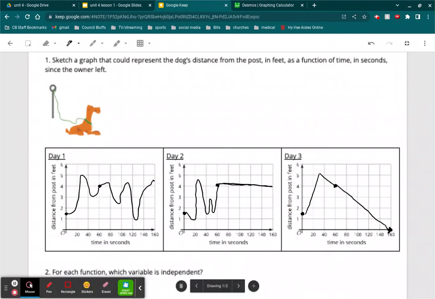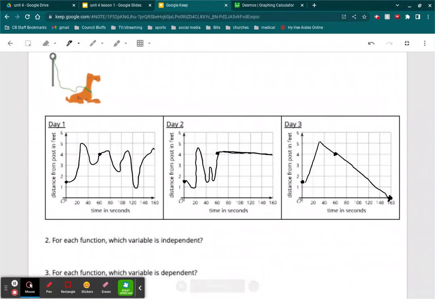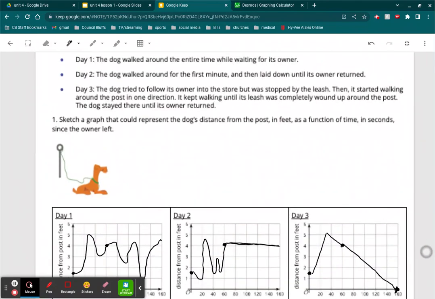So your graph may look a little bit different, but as long as it's at 1.5 feet at 0, it's at 4 feet at 60 seconds, and somewhere in between that, it reaches 5 feet. And then at the end, it's back to 0. All right, so that's number 1.